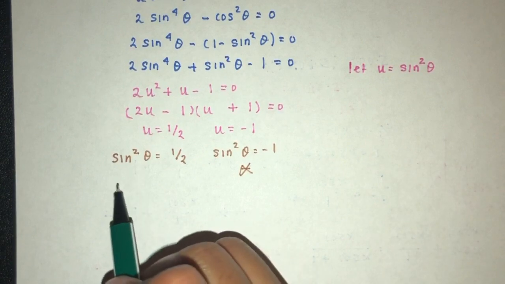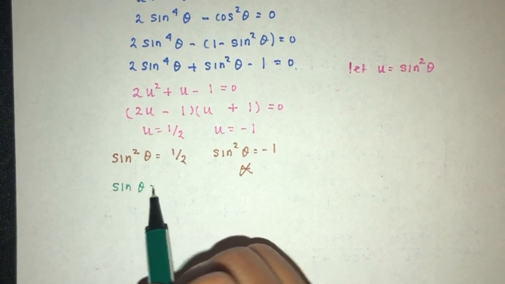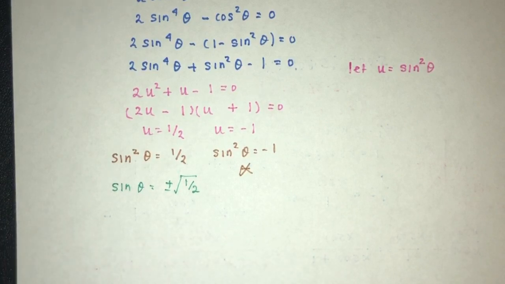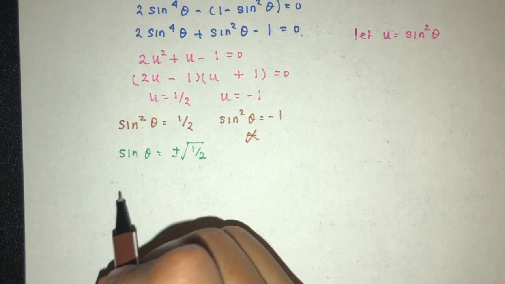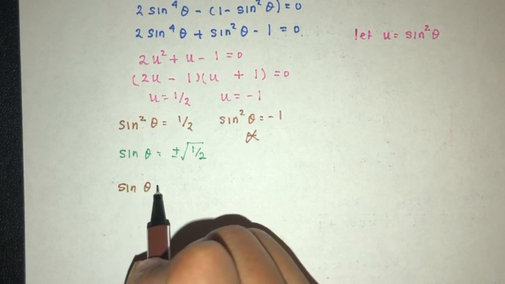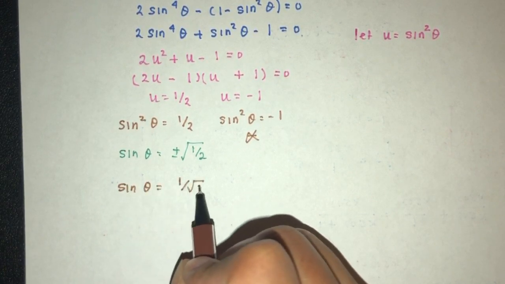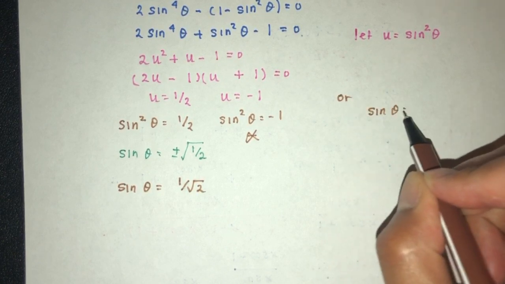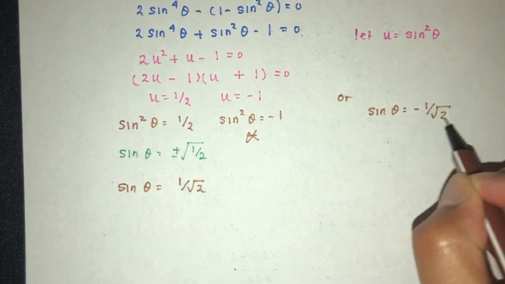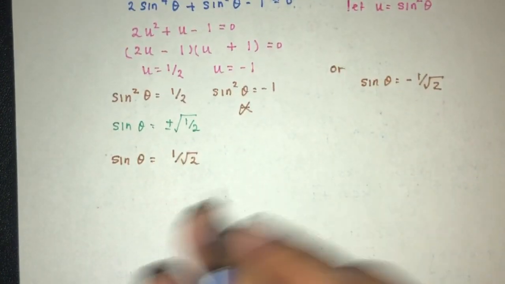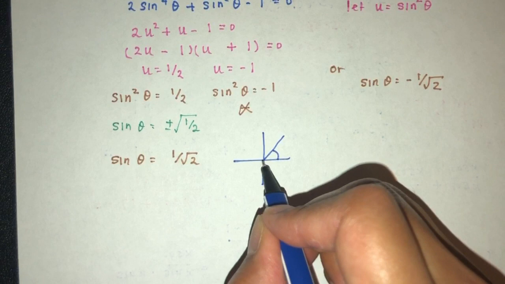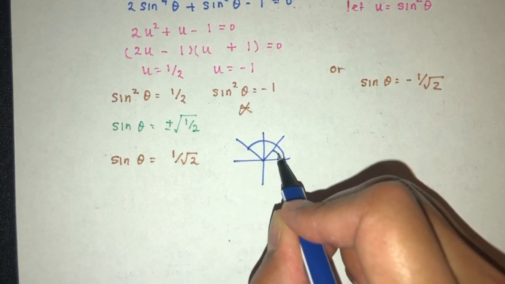Now here we have sine theta will be plus minus root of 1 over 2. So we have to look at the values one by one, right? For the first value, we have sine of theta is 1 over root 2, or we have sine of theta is minus 1 over root 2. Now for this one, if sine is positive, it will be in the first quadrant and in the second quadrant. That will be the angle directly.